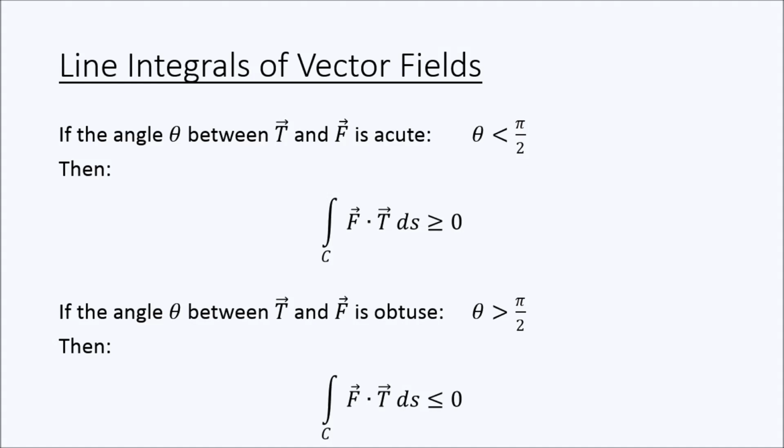So summarizing, generalized over our entire curve, if the angle between our tangent vector and our force, or our vector field describing force, is acute at all points on my curve, then my integral for work must be positive. But if the angle between them is obtuse, then clearly my calculation for work is going to end up being negative.